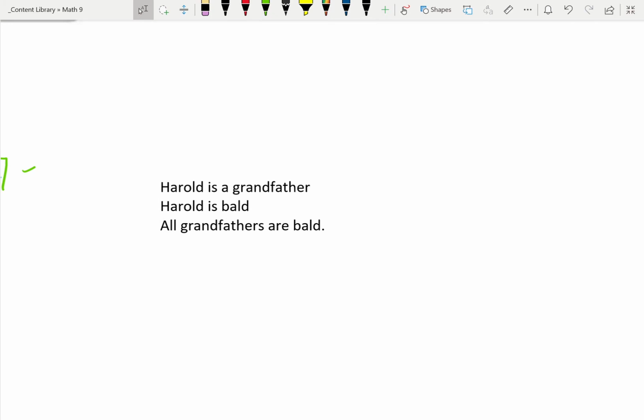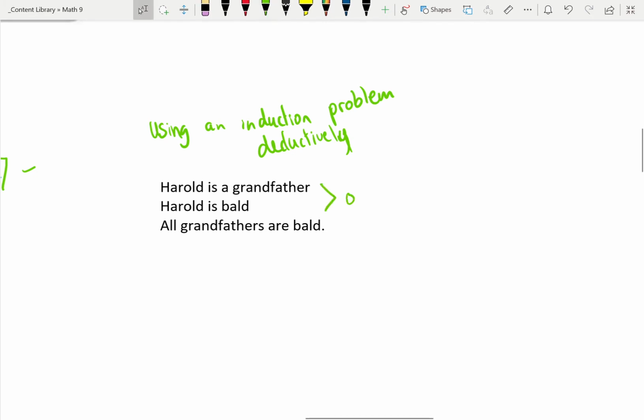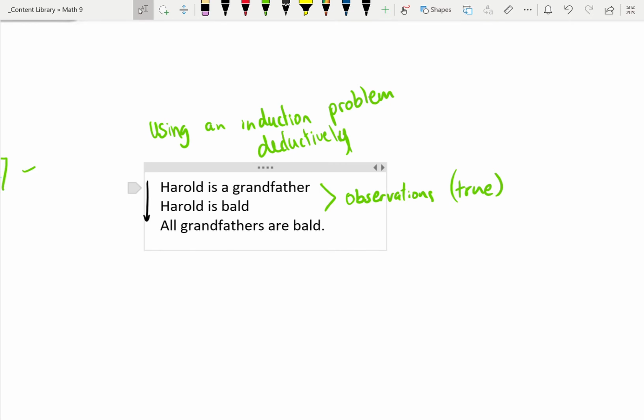Now, another example of this is Harold is a grandfather, Harold is bald, therefore all grandfathers are bald. This is again using an induction problem deductively. So sure, Harold is a grandfather, Harold is bald. Both of these are observations, and they are true. We'll assume them to be true because we're being told them. But what I can't do here is put those towards a general case.